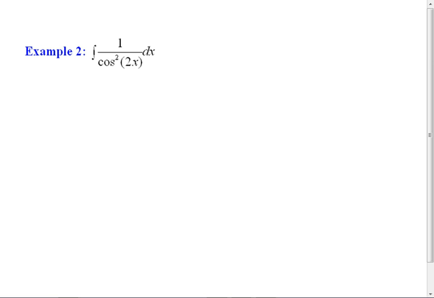What's another way to say cosine squared? 1 over cosine squared. No, an inverse trig function is not a reciprocal. It's an angle. 1 over cosine of x is what? It's an identity. Yeah, you got it there. That's right. So what is this?